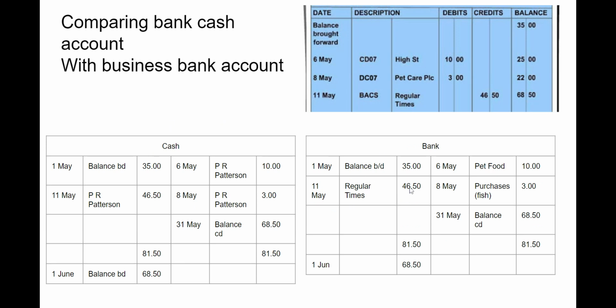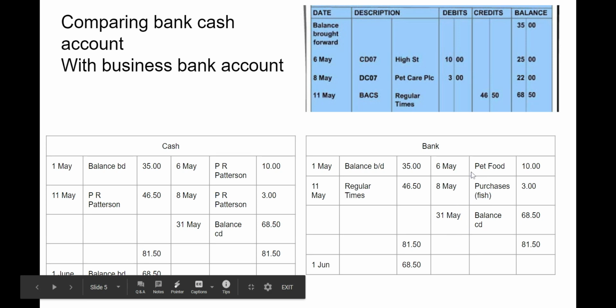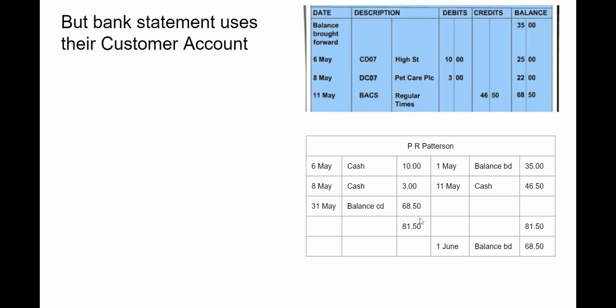The cash account of the bank actually looks exactly the same as the bank account that Patterson would have done in his accounts. But the most important thing to note here is that the bank statement looks exactly the same as a Patterson account that the bank does. So the bank statement is a liability account, or a supplier account, if you like, for its customers. So the opening balance b/d is a credit balance, and that's what I've already told you this 35 is.